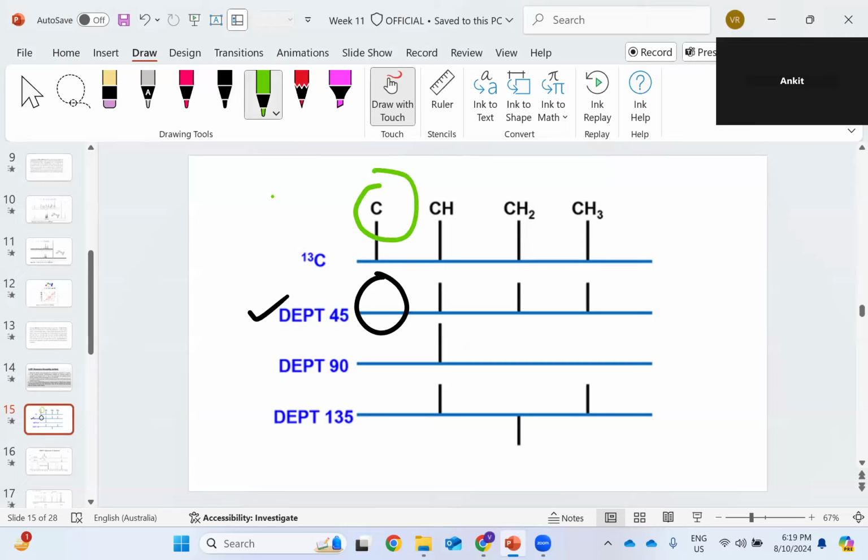Again, if you record the DEPT 90, we observe only the signal due to CH carbons. If you have a carbon with only one hydrogen attached, it will be shown in the spectrum, whether it belongs to the aliphatic or aromatic region. The carbon which has only one bonded hydrogen will be shown in the DEPT 90 spectra.